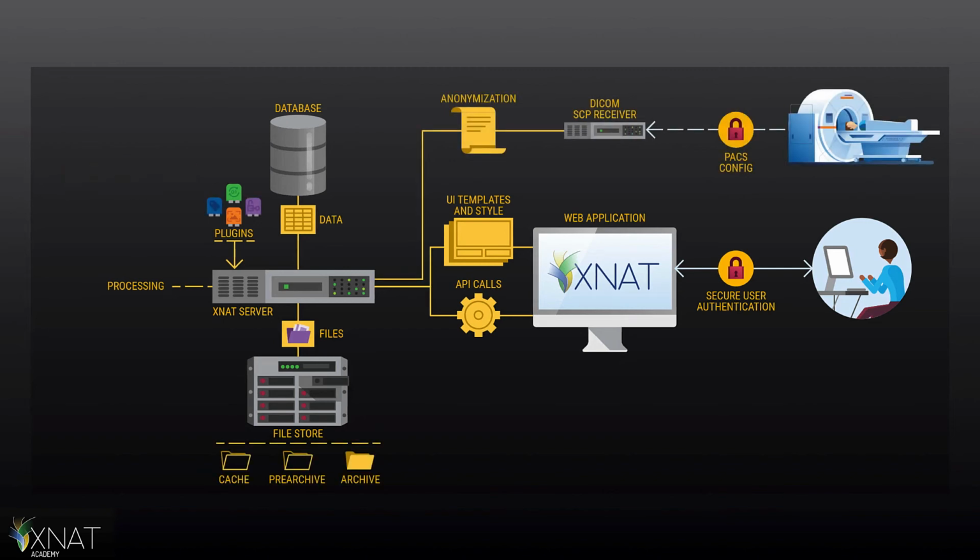XNAT has a built-in DICOM SCP receiver that can be configured to receive image sessions sent from PACS and other DICOM application entities. All incoming image sessions are run through a configurable anonymization process before they are archived in a project. XNAT reserves 3 spaces in your server's file system for storing files: a cache space, a pre-archive, and an archive. The pre-archive is a dedicated file system for temporarily storing DICOM image files, whereas the archive is dedicated for long-term storage of all resource files. We recommend that if you're setting up backups for your file system, that you only back up your archive.